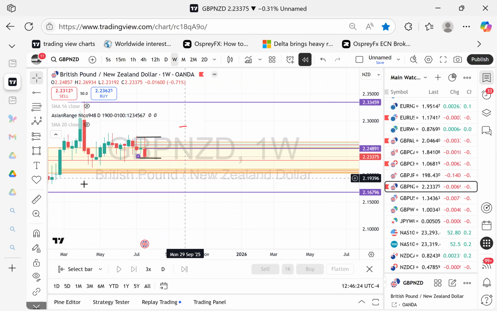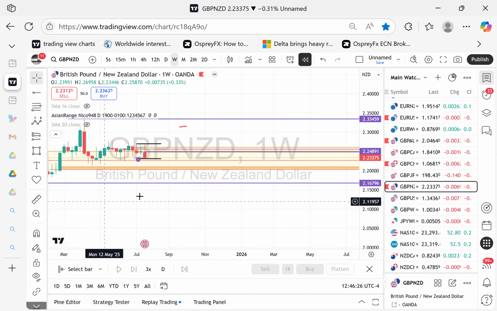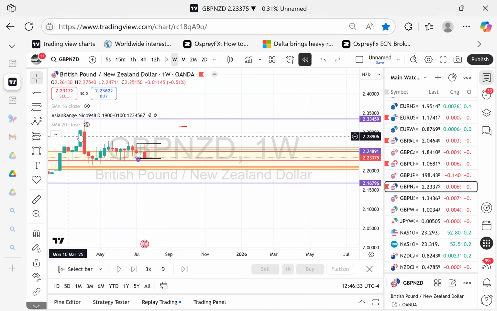And does it need to be a candle, or could it also be a wick that engulfs it? No, I mean the body, it has to be a candle. Well, I want to see the body. So you see how this green candle right here, and then you got this red candle that engulfs it. That's an order block.